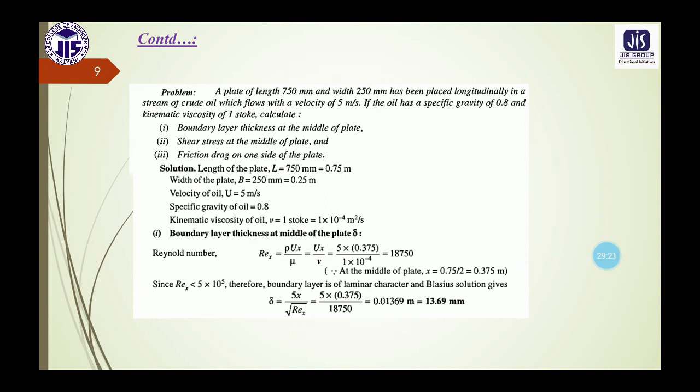The value of x at the middle of the plate is 0.375, and the value of the Reynolds number we have just calculated is 18,750. So if we put all these values in the formula, we get the boundary layer thickness at the middle of the plate as 13.69 millimeter. So this is the procedure to solve the first part of the numerical.